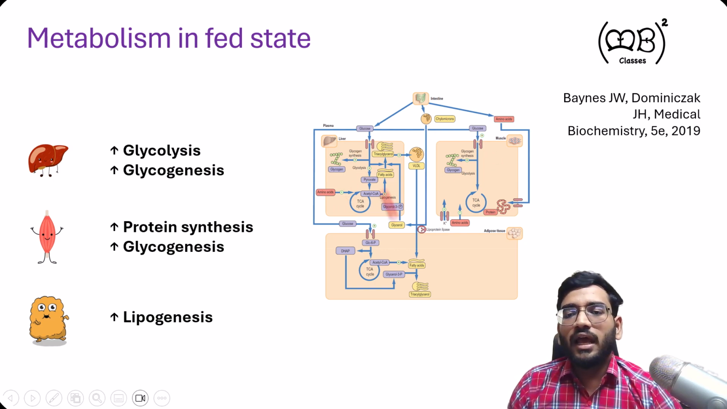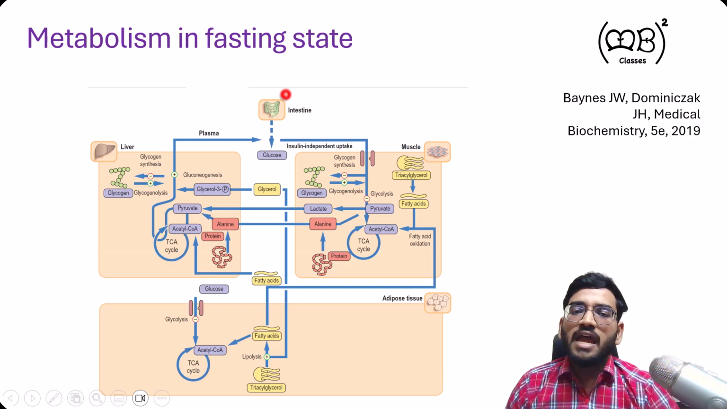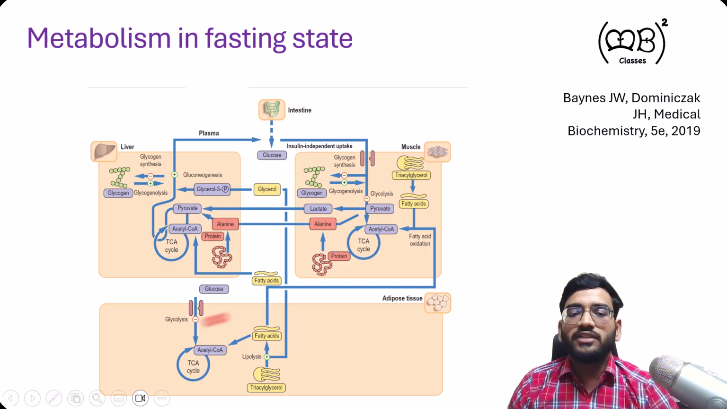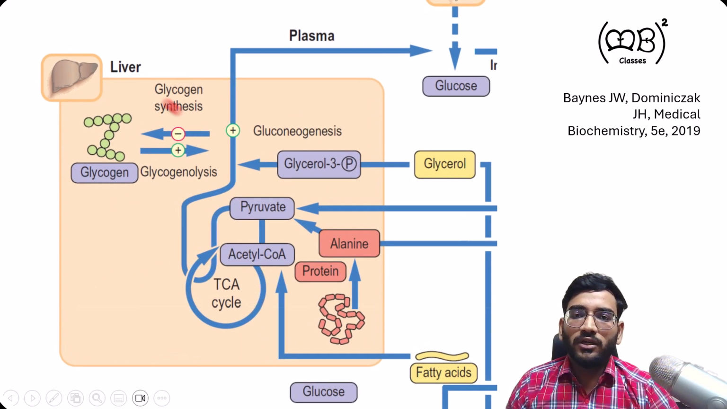They didn't rely on each other. But when the bad times come, when the fasting state is there, the intestine is not providing any nutrients, then they rely on each other for all the nutrients. So just like in life, now in the bad state, what will the liver do? The liver will break down the glycogen. The glycogen will break down and form glucose.